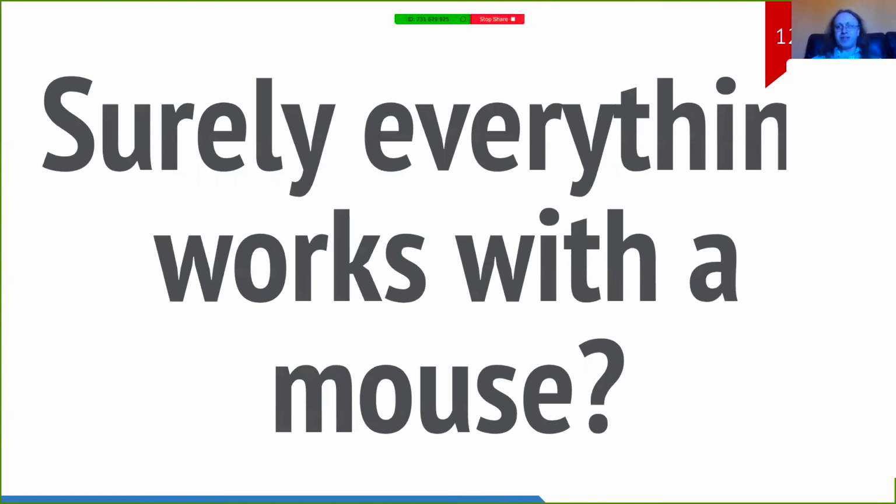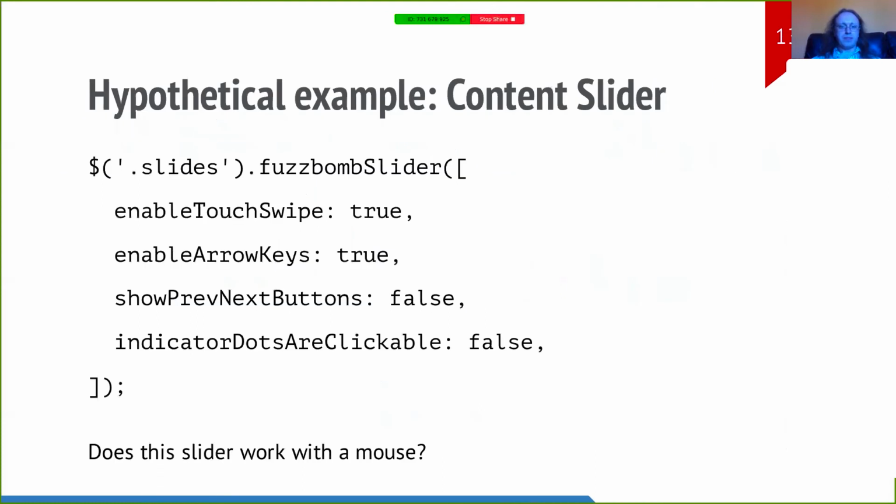Surely, though, everything works with a mouse. Well, I'm not so sure. I tried to think a little bit more about how this might work. Could we contrive something that would exclude a mouse user? Now, this is briefly mentioned in the understanding document, but I've come up with a bit of, this is fake code, by the way, but I was thinking about slideshows, content sliders, and there's lots and lots, dozens, hundreds even, of JavaScript libraries. And they all have different options, but they all take some kind of JavaScript configuration, which looks roughly like this.